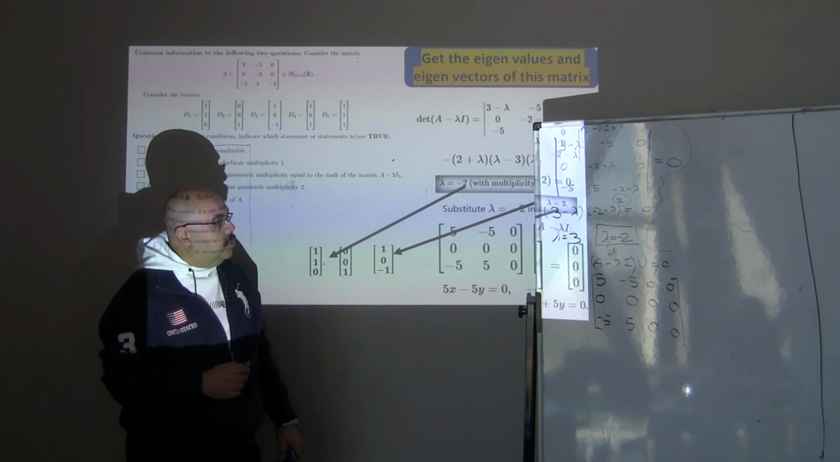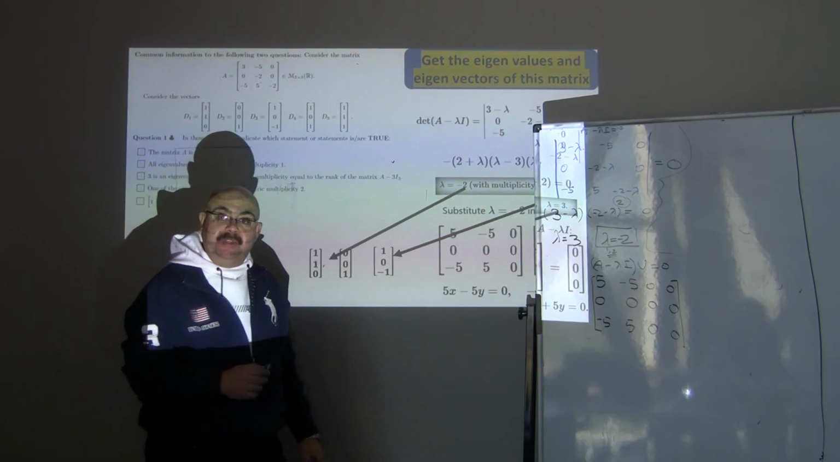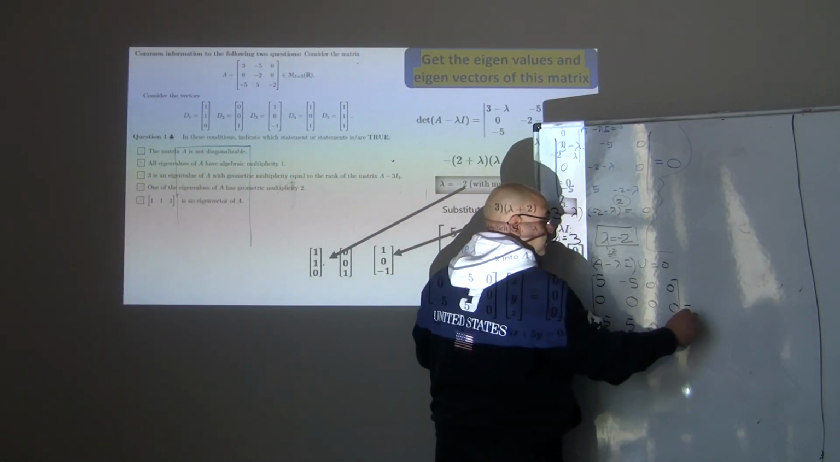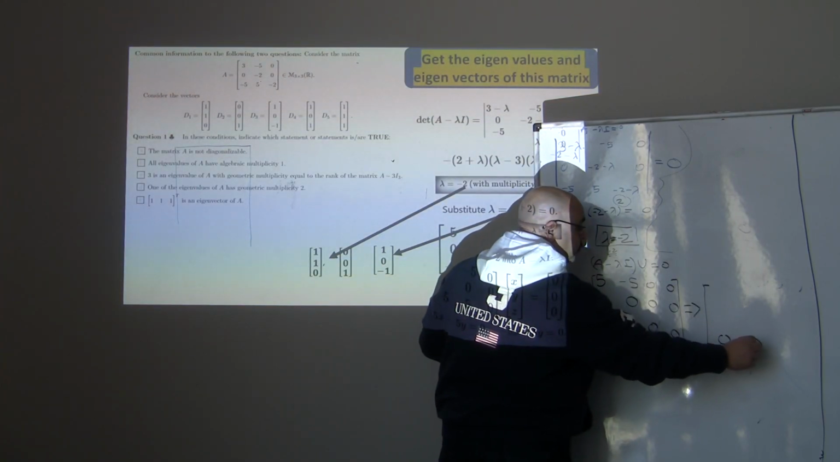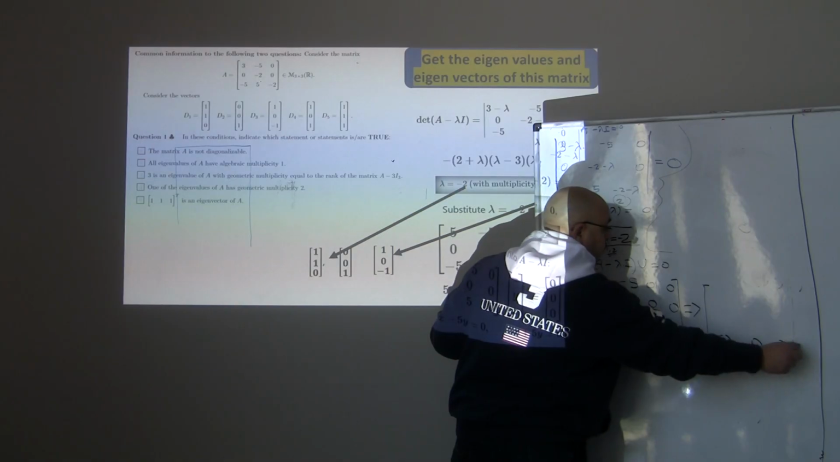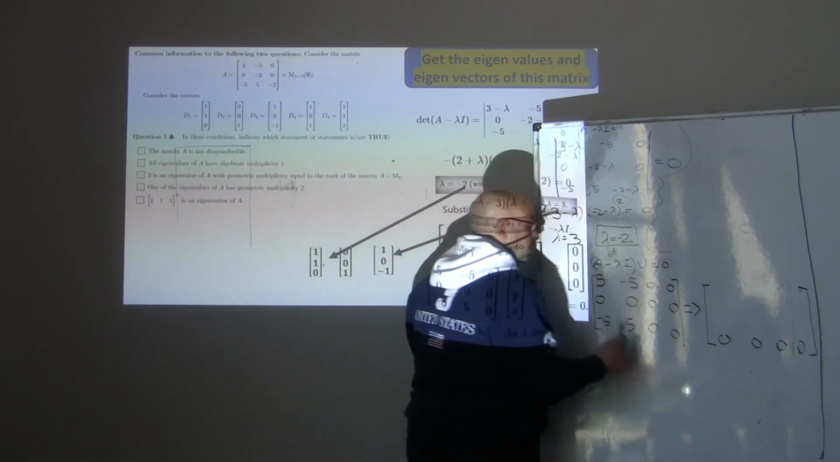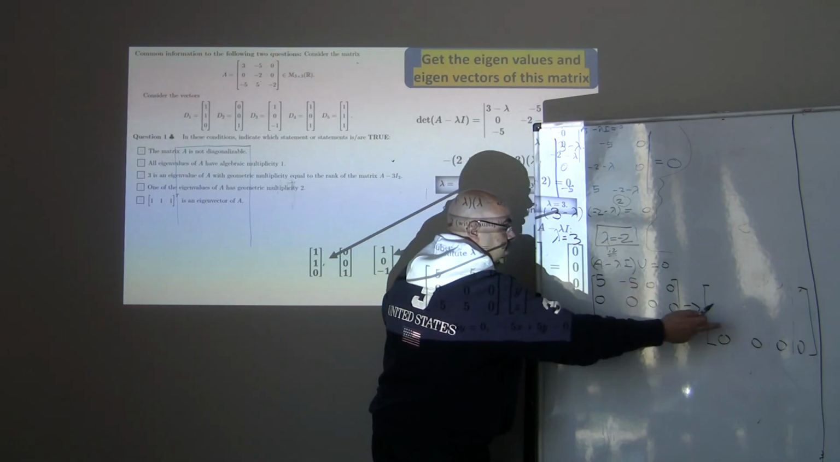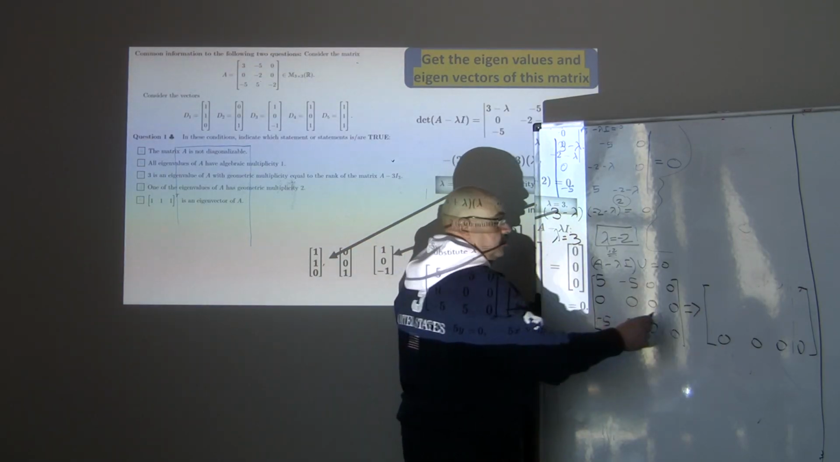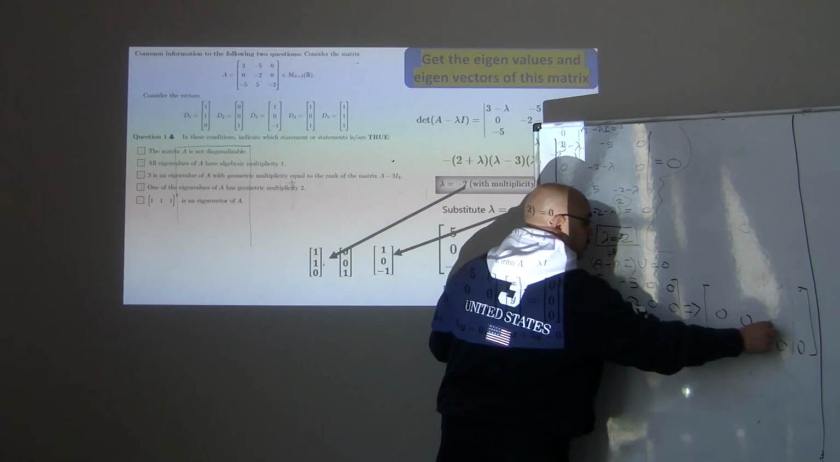Adding the first row with the third row will leave you with 0, 0, 0, 0. Am I right? 5 plus negative 5, 0. Negative 5 plus 5 equal to 0. 0, 0, 0. That's all. The second row is also 0, 0, 0.